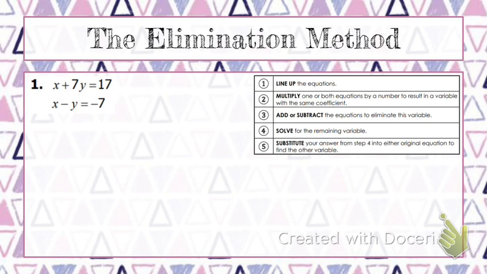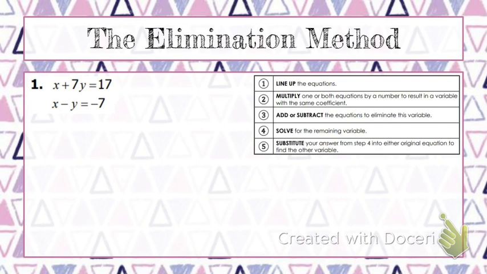So we have two equations, and the goal is to find the solution, and the solution would be a point that satisfies both equations. And so we need an x and a y value that work when we plug them into both of these equations. If we were thinking about a graph, this would be the point where they intersect.